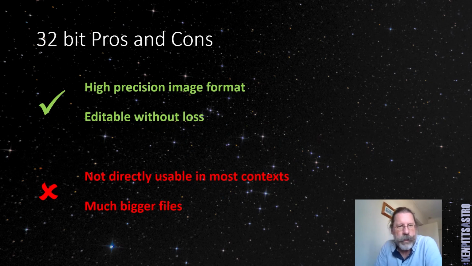So 32-bit pros and cons. First of all, it's a high precision image format, that's good. It's editable without loss, there's no posterization, you can edit it to your heart's content with impunity. However, it's not directly usable and it makes much bigger files. And I just thought I'd finish by giving you a real world example of the storage and how big those files are.